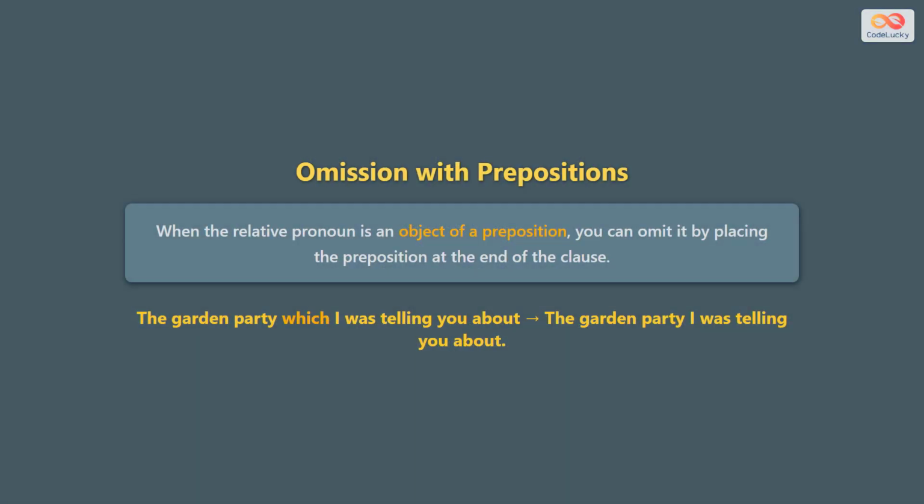If the relative pronoun is the object of a preposition, like in the phrase "the garden party, which I was telling you about," you can also omit the pronoun by placing the preposition at the end. So it becomes "the garden party I was telling you about."